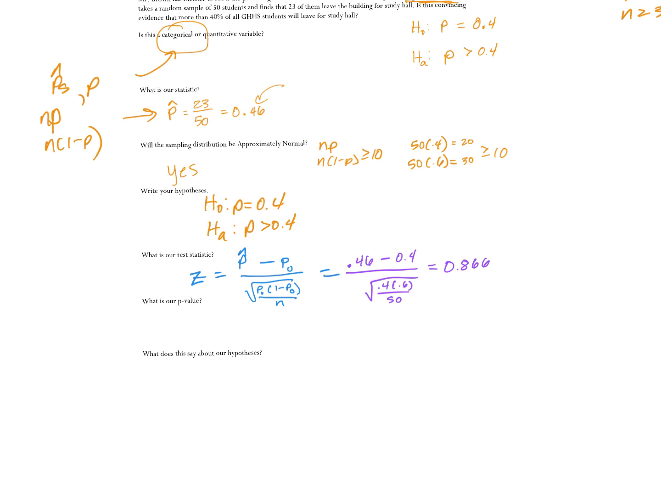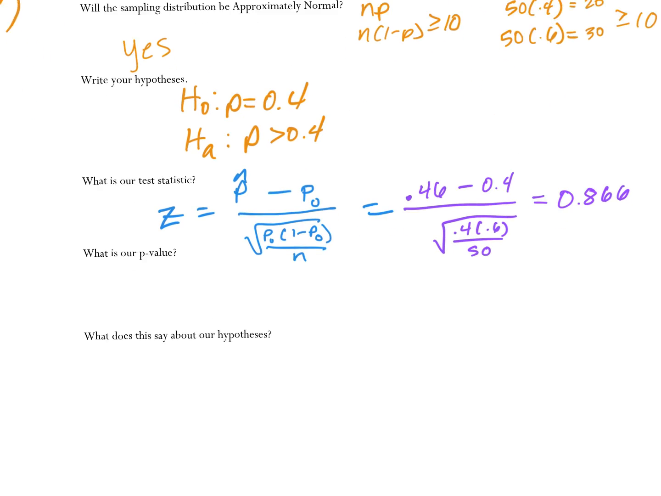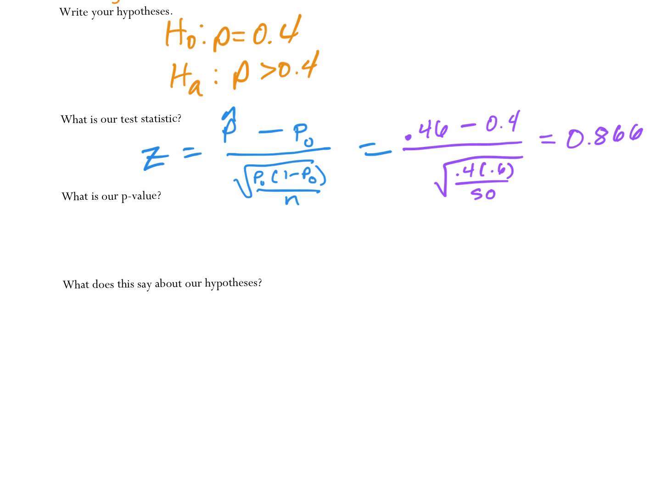All right. Then what? Do you guys remember how to do the p-value? Is it normal CDF? It is normal CDF. And what we do, since we use that test statistic, is use 0 and 1 as our mean and standard deviation because we're talking about z-scores. And we find the area to the right of 0.866.